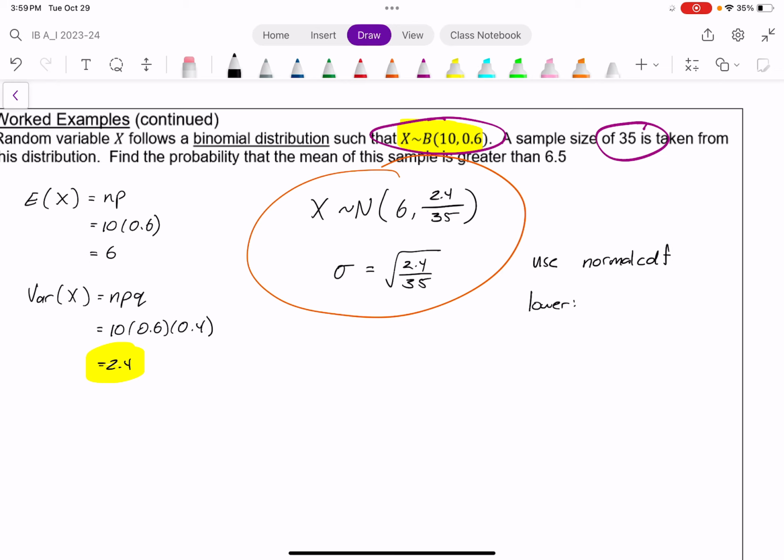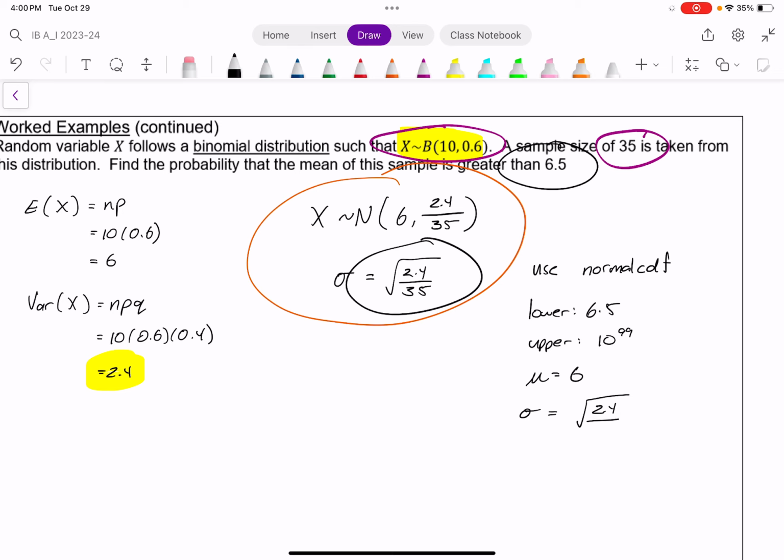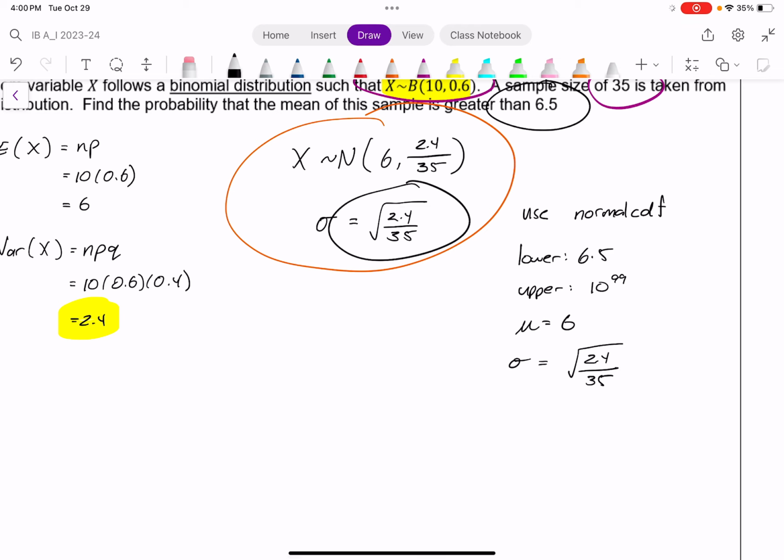with the lower value being 6.5, the upper value being some very large number, the mean being our expected value all along, the standard deviation being this, the square root of variance divided by the number of trials. When you do that, you should get a probability of approximately 0.0281.